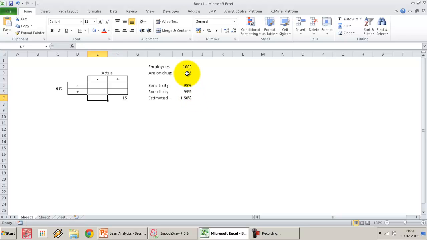Right? So how many are not on drugs, which will be the summation of this column? So the summation should be total employees minus those who are on drugs. So we know that 985 employees are not on drugs, 15 employees are on drugs. Now we're going to figure out how many total test negative, how many total test positive. And we're going to apply sensitivity and specificity over here.